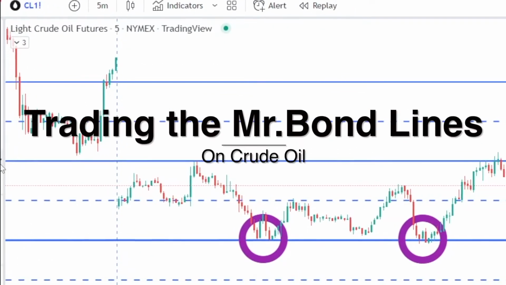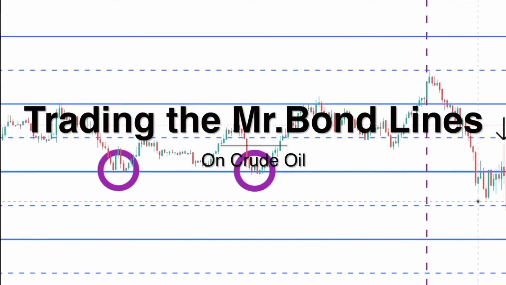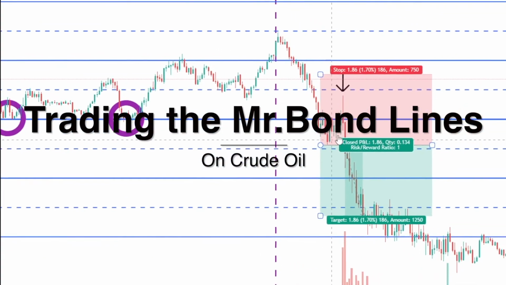And so to take our entry, it's a very simple process of just placing a sell stop below the most current low.